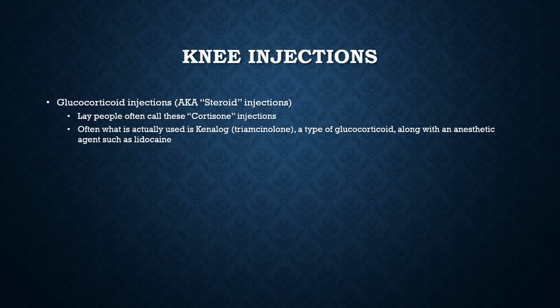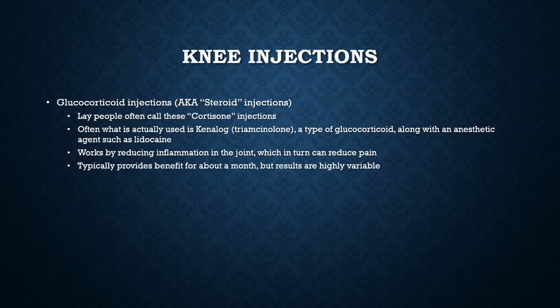So what's actually injected is triamcinolone, which is a type of corticosteroid or glucocorticoid medication. Kenalog is the brand name. There are others that could be injected as well. It depends on the doctor's preference. An anesthetic agent is often injected along at the same time as the steroid, such as lidocaine. This medicine works by reducing inflammation in the joint, and reducing the inflammation in the joint can in turn reduce the pain.